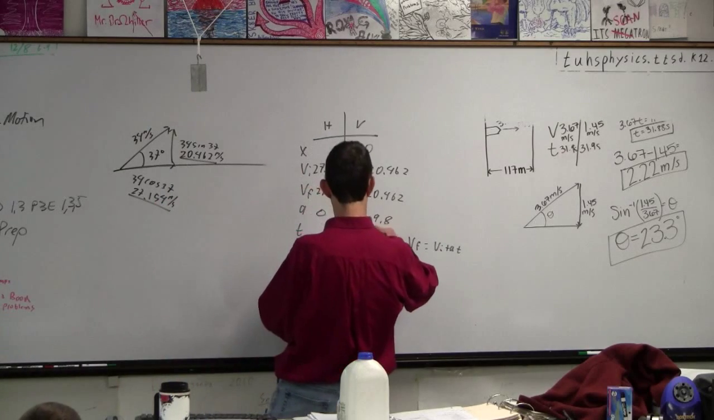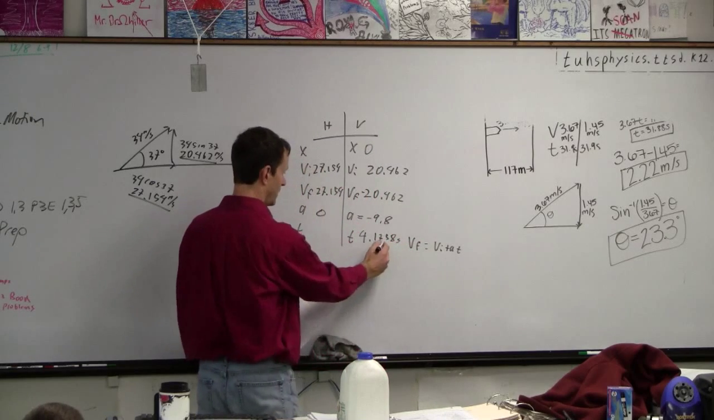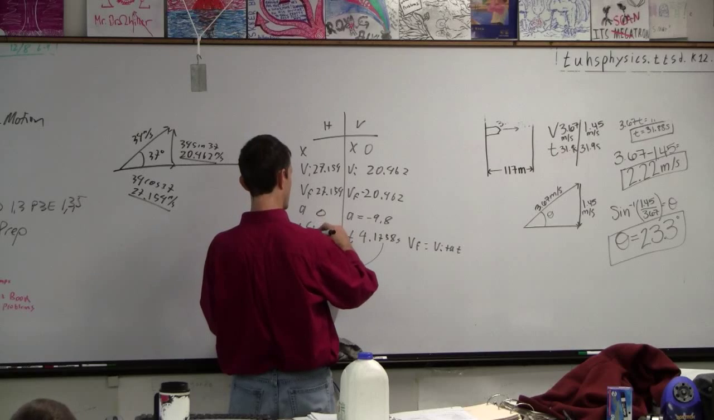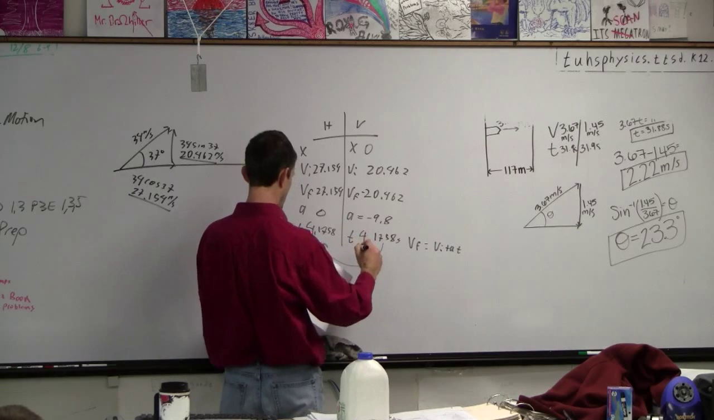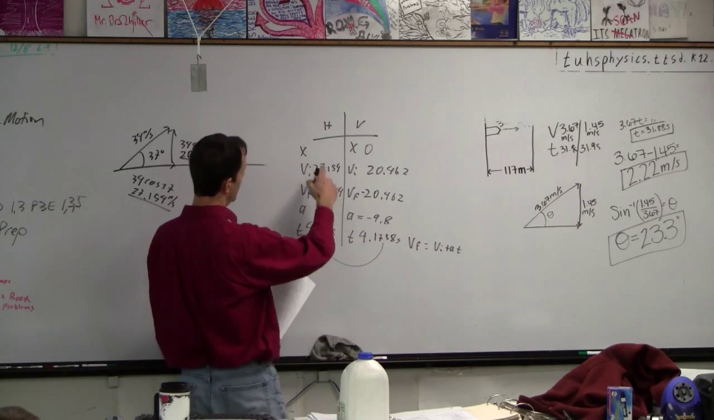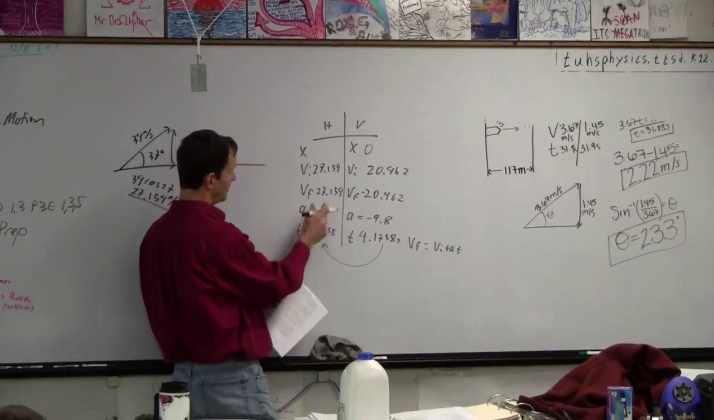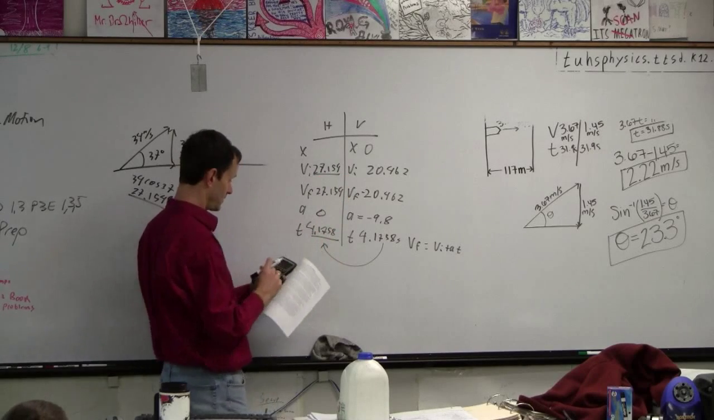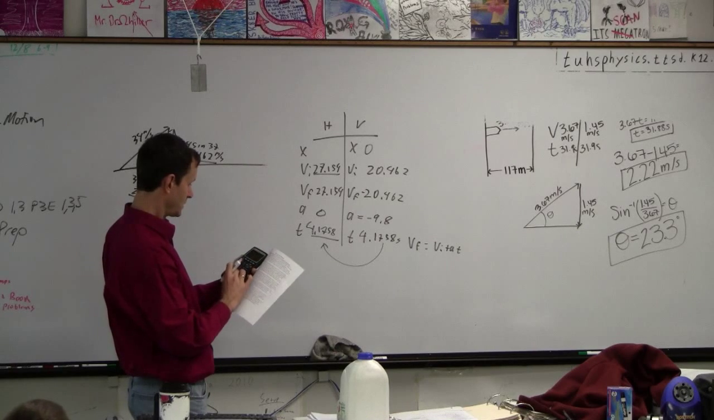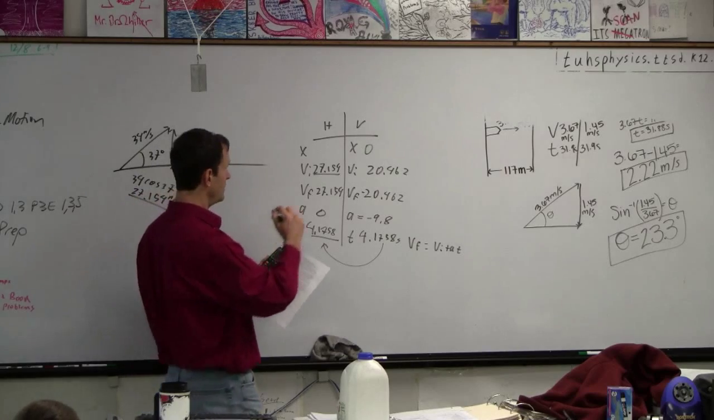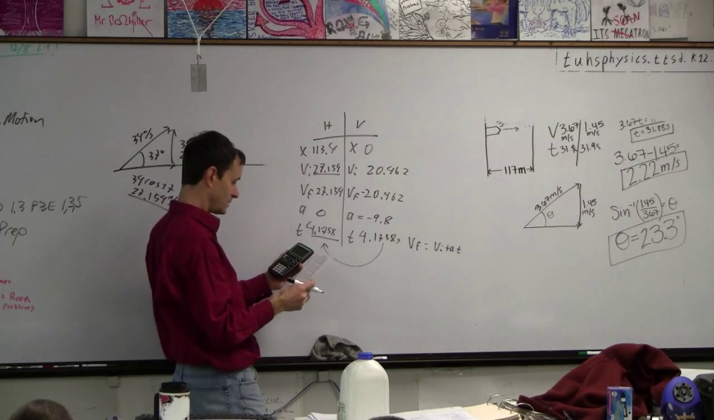And it's in the air 4.1758 seconds. Then to find how far it goes, we're going to multiply this guy by this guy. That times 27.154 is 113.4. Yeah, 113 meters, right?